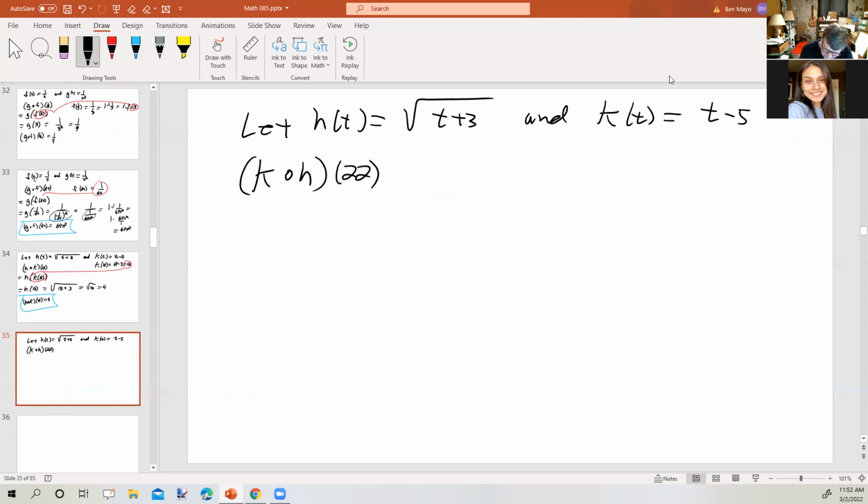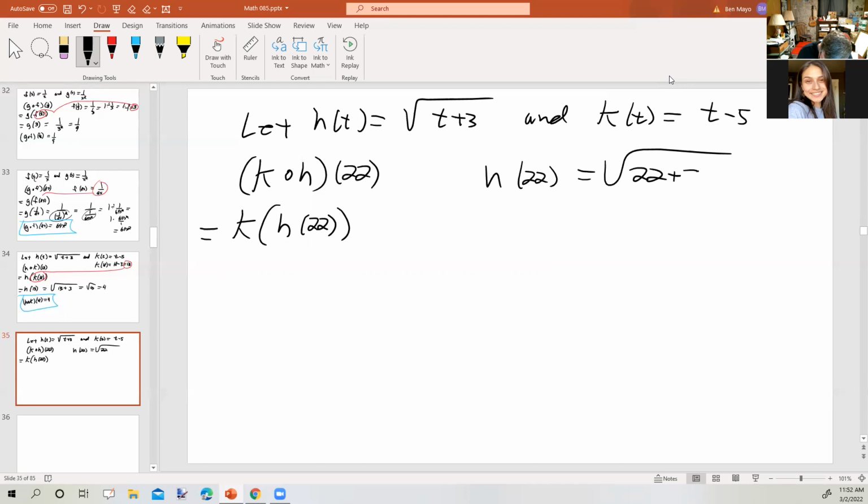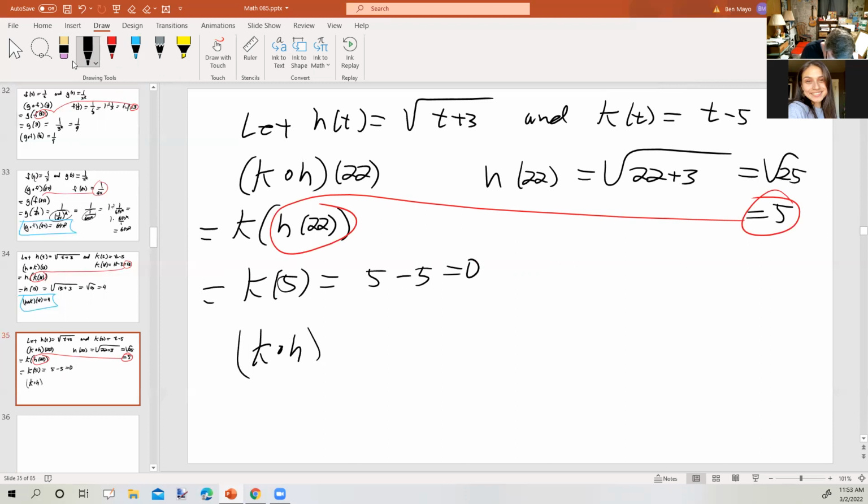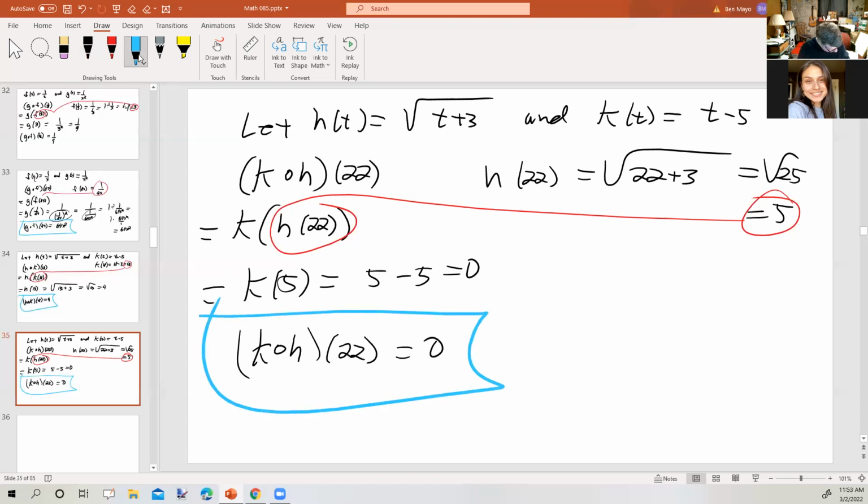So k composed with h of 22 equals k of h of 22, okay? H of 22 is the square root of 22 plus 3, which is the square root of 25, which is 5. So that's going to go in the place of h of 22. So now I've got k of 5, which is 5 minus 5, which is 0. So k composed with h of 22 equals 0. Any questions there?